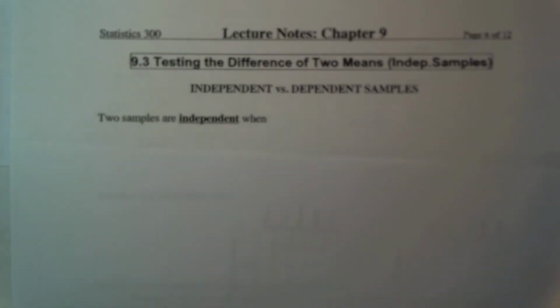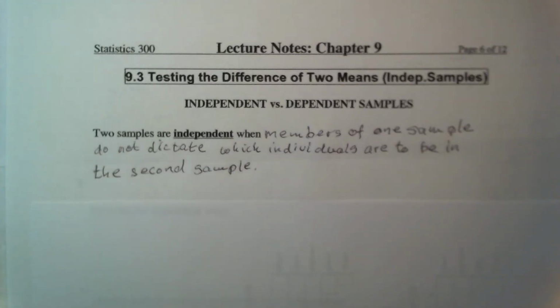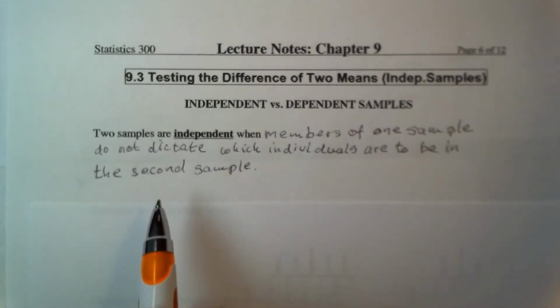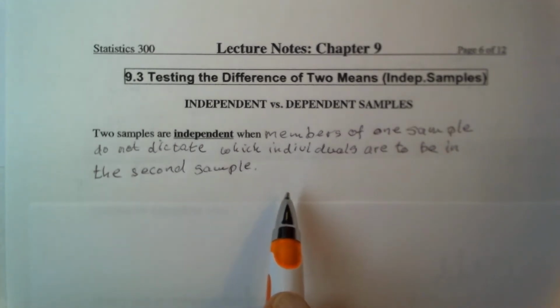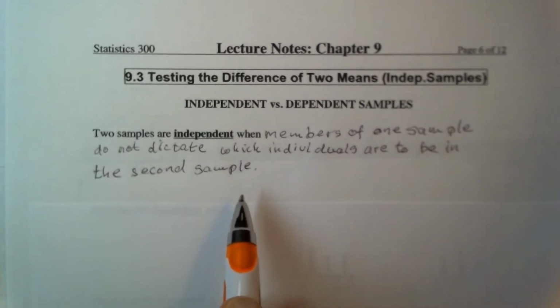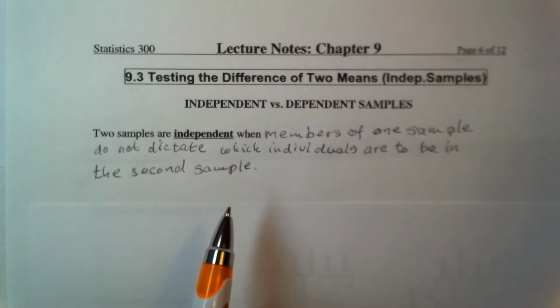So this section tests the difference of two means with independent samples. And so we are looking at examples of independent ones. Here are the conditions for samples to be independent. Here's the formal definition: two samples are independent when members of one sample do not dictate which individuals are to be in the second sample. And we will look at some examples in just a moment.